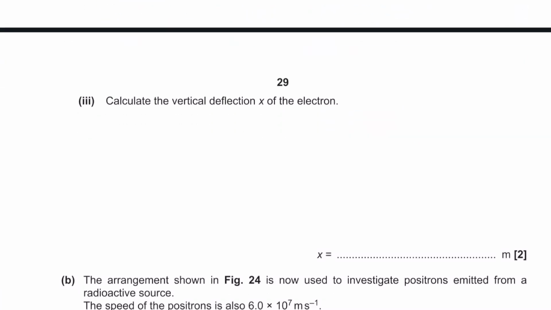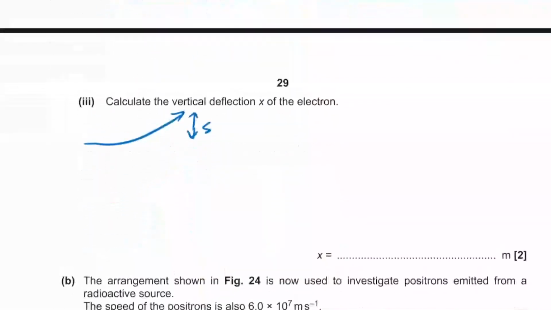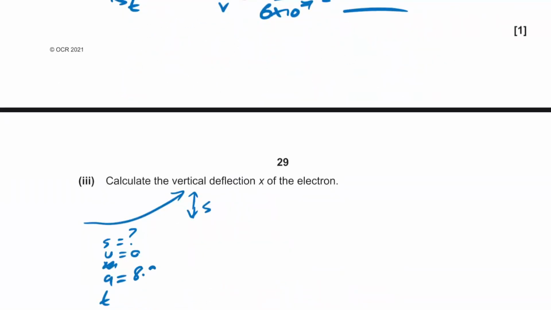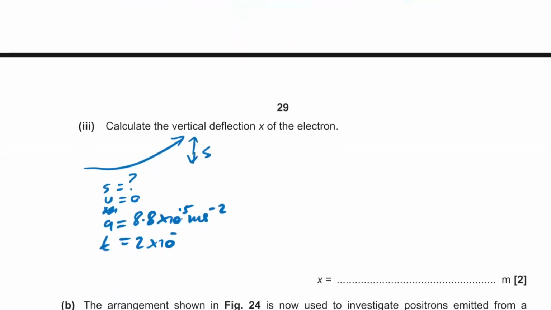Next, calculate the vertical deflection x of the electron. So this is just SUVAT, so we want to know how far it's going up right there. That's our S or our X. U is equal to 0 because there's no initial vertical velocity. We don't care about that. We said the acceleration was 8.8 times 10 to the 15 meters per second squared, and we have a time of 2 times 10 to the minus 9 seconds.